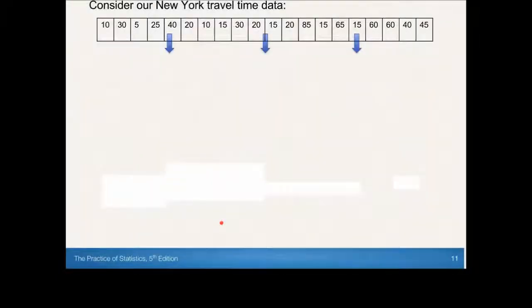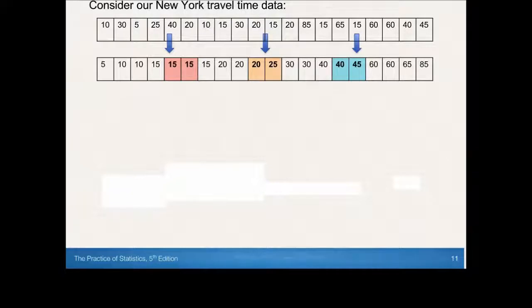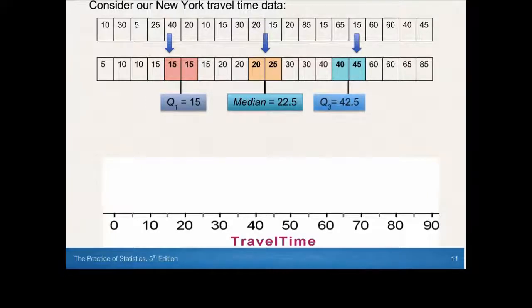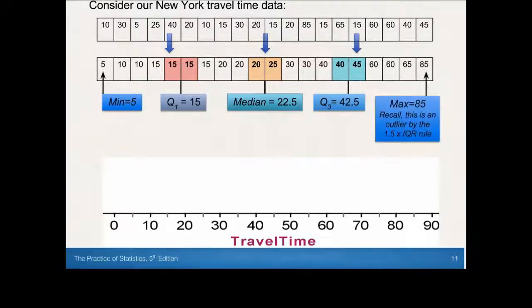All right, so let's take a look at the New Yorkers. We first put the data in order. We find the median, the quartiles, and the minimum and the maximum.